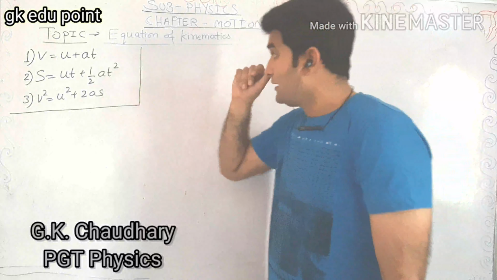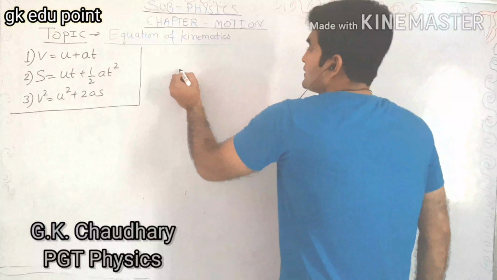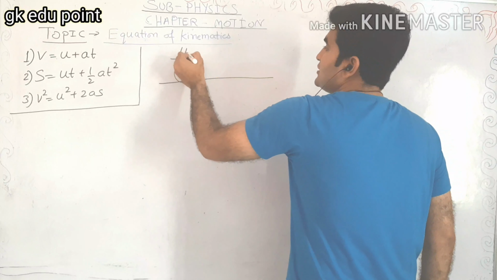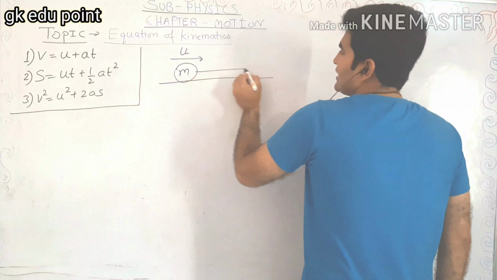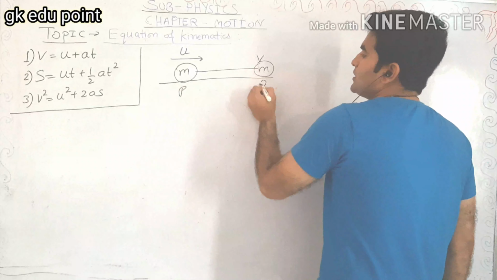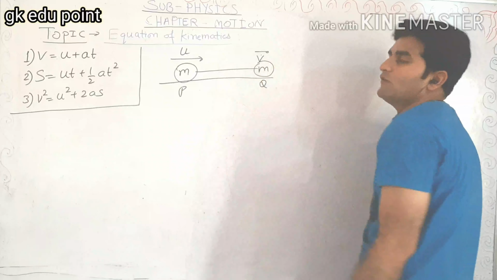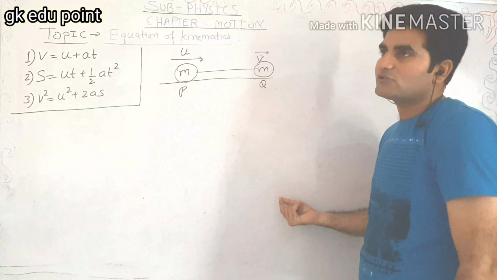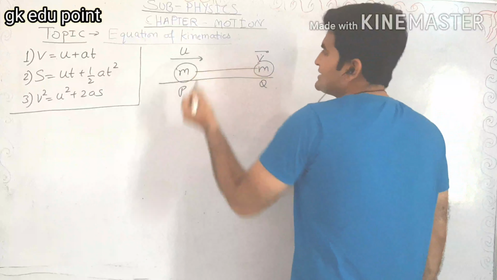Basically, now you have to understand the meaning of these symbols v, u, a, t. So let me clarify. For example, there is a particle, any body of mass m, moving with velocity u. This velocity is called initial velocity. This body attains velocity v at this point. For example, the body moves from P to Q. So this velocity v at point Q after time t is called final velocity. u is the initial velocity at which the body is moving, and v is the final velocity the body attains at point Q.